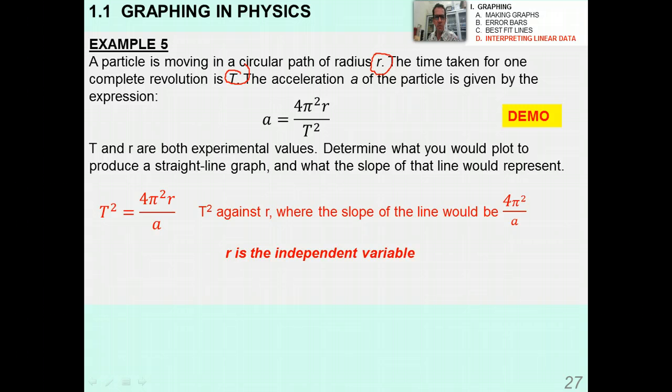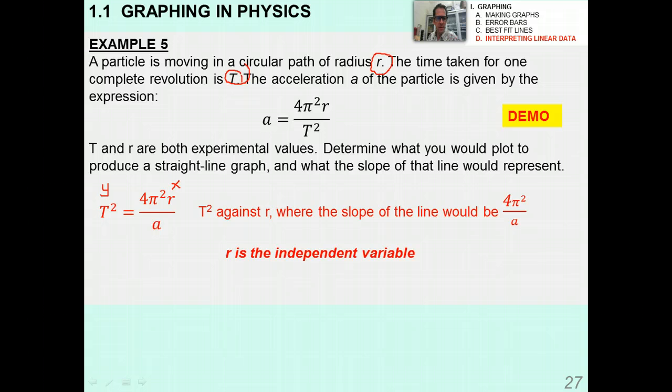If you read the problem, a particle is moving in a circular path of radius r. The time taken for one complete revolution is T. The acceleration of the particle. So I'm saying you would actually graph y, T squared, against x, where x is r.